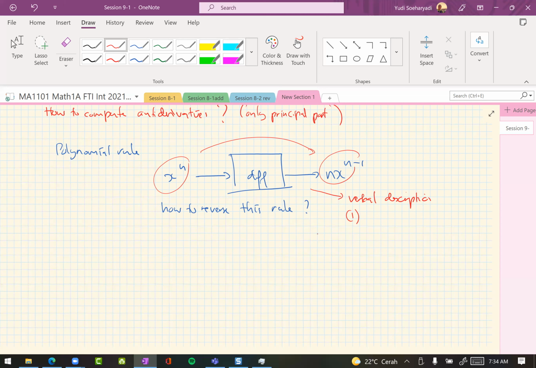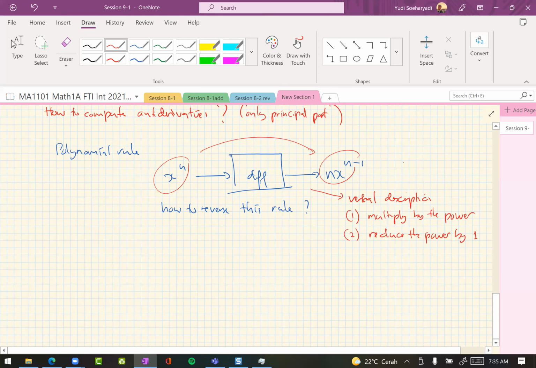Multiply the x by the value of the power. Yes, multiply by this n. N is the power, right? So multiply by the power. And the second? Subtract the power by 1. So I would say reduce the power by 1. Okay. Now, if you would like to reverse the process, then it's easy.